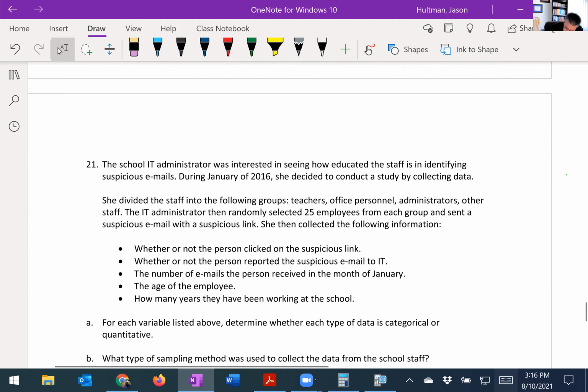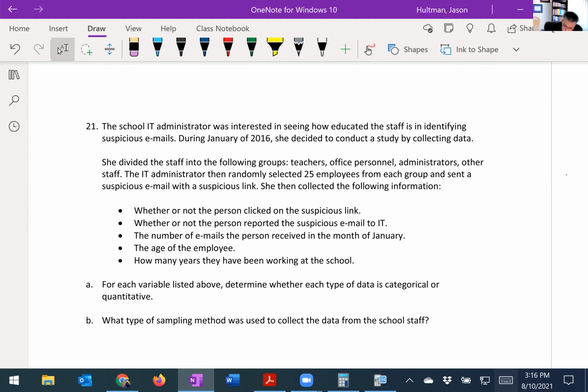Okay, number 21. School IT administrator was interested in seeing how educated the staff is in identifying suspicious emails. During January of 2016, she decided to conduct a study by collecting data. She divided the staff into the following groups: teachers, office personnel, administrators, other staff. The IT administrator then randomly selected 25 employees from each group. So this is a stratified selection. 25 employees from each group, and sent a suspicious email with a suspicious link.